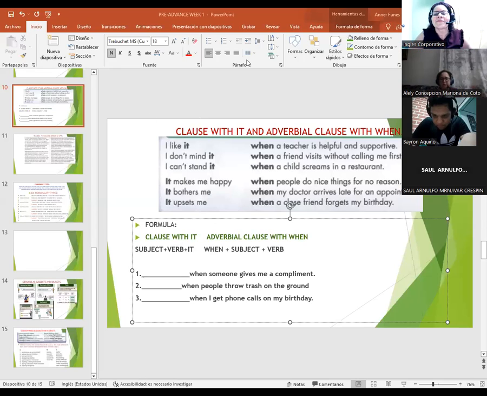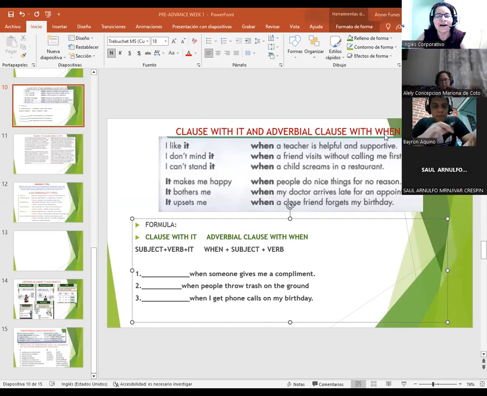More opinions. Do you remember the topic from our last class? Did you remember what topic we saw yesterday? Yes, we were talking about vocabulary. Clauses with it and when, and want, likes, neutral, negative. Excellent. This is our topic today, and then we will continue with it: clauses with it and adverbial clauses with when.